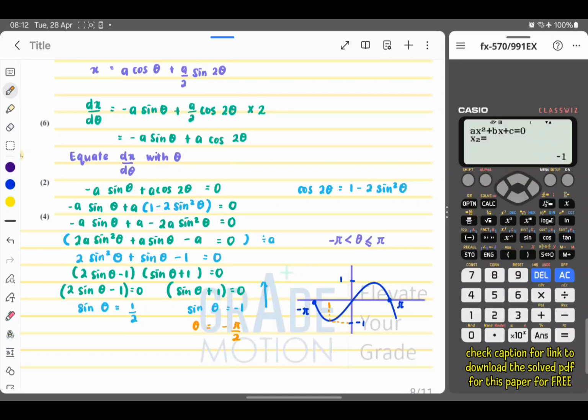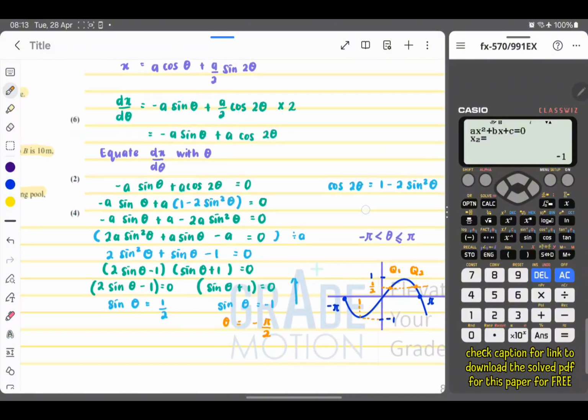Now let's take a look at our other equation. Sine theta equals to half. That means we are looking at this part. So we know that we will get two answers, one here and another one here. So this is quadrant number 1 and this is quadrant number 2. So let's start by finding our quadrant 1. For Q1, it would be theta equal to inverse sine half.